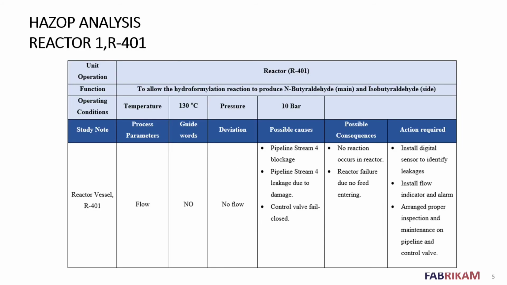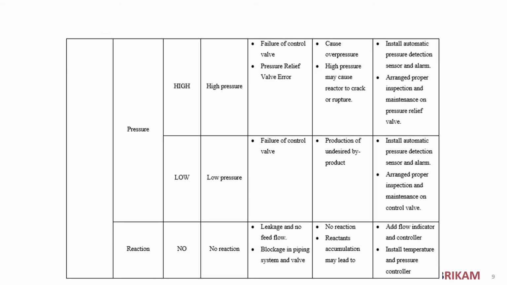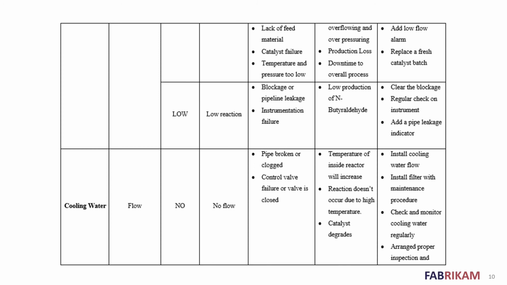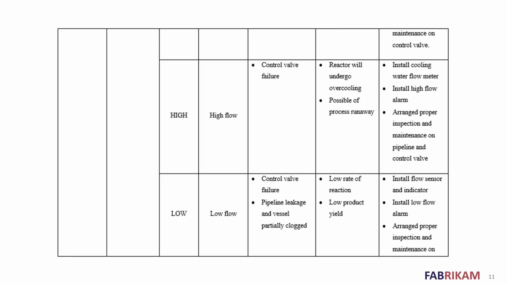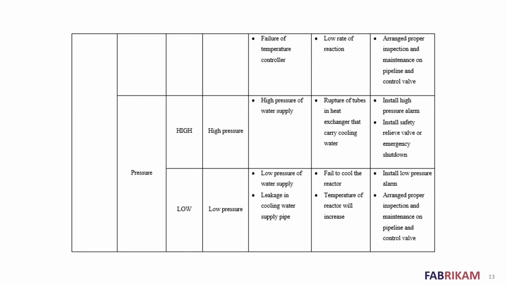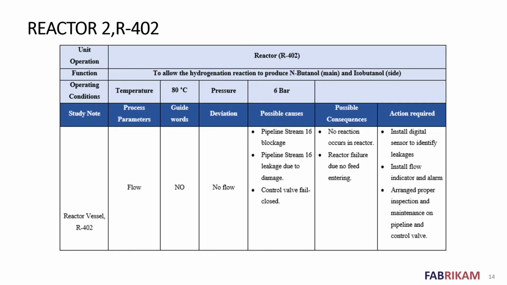Heads-up analysis was carried out for all the main equipment in our plant design. For reactor 1R401, there are 2 study notes. Firstly, reactor vessel. Under this reactor vessel, there are 4 process parameters which are flow, temperature, pressure and reaction. The second study note is cooling water. Under this cooling water, there are 3 process parameters which are flow, temperature and pressure. The heads-up study for reactor 2R402 is similar to reactor 1R401.